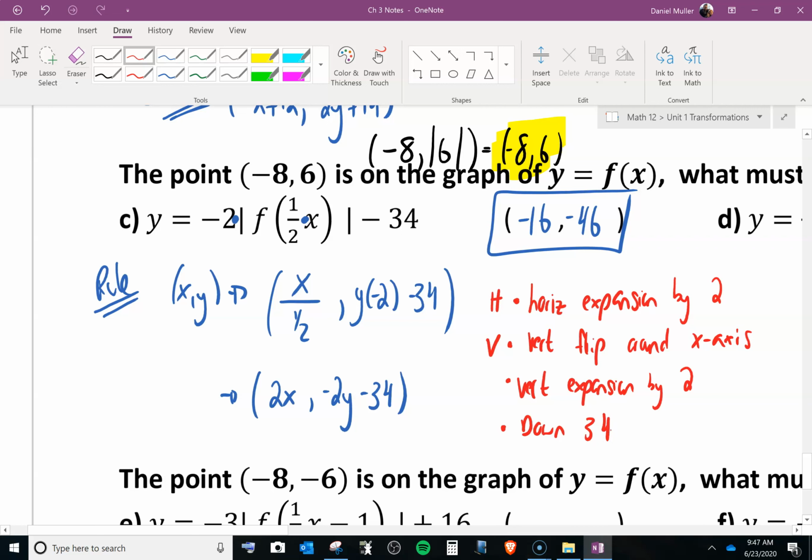This is our new point after it's been transformed with the absolute value as well. So we'll do the next 3 questions on the next video, and that'll be the end of absolute values, and we'll go into inverses after that.